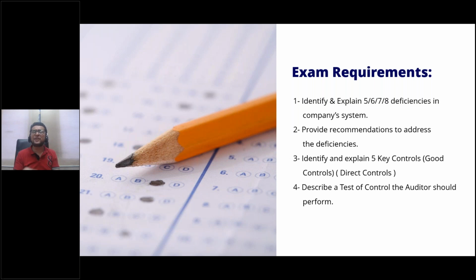You have to provide 5 recommendations in order to address those deficiencies. Now assume those recommendations have been implemented by the client. How are you going to test those recommendations? So the last exam requirement could be not a pair, rather a triplet. Exam requirement number 1, 2 and 4.